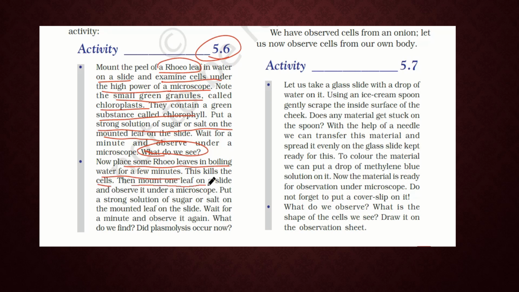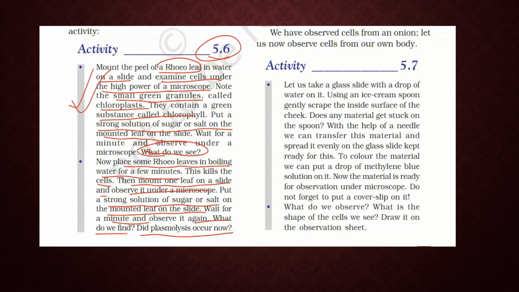Then mount one leaf on a slide and observe under the microscope, but put a strong solution of sugar on the mounted leaf on the slide. Wait for a minute and then observe again. So what do we find? Did plasmolysis occur here now? So we will see the observations.